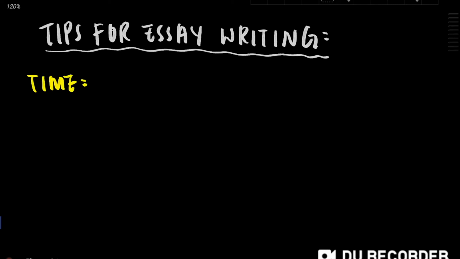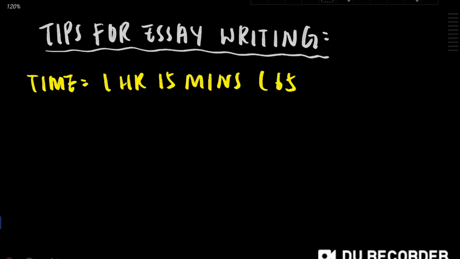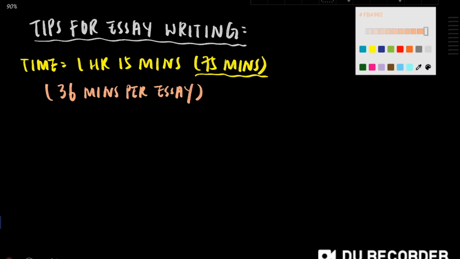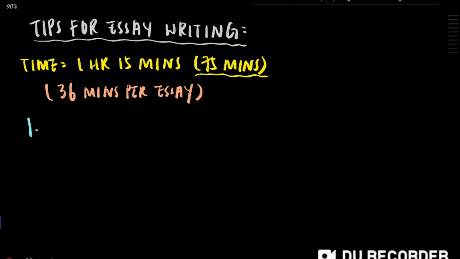In today's video, I would like to talk about some tips for essay writing. And before moving on to talk more about some other tips, we need to know that the time allowed for writing essays is 1 hour and 15 minutes, which is 75 minutes in total. So on average, you have about 36 minutes to write each essay, excluding the time you need to double check your final essay and write drafts, etc.